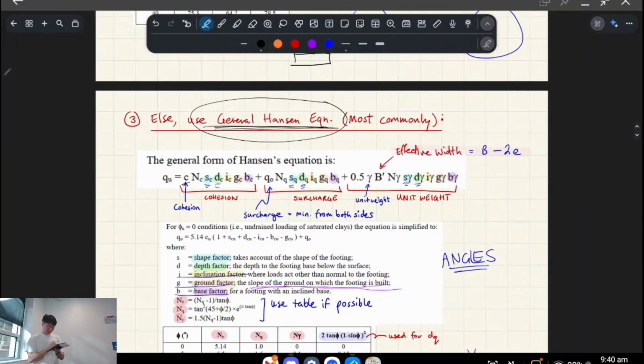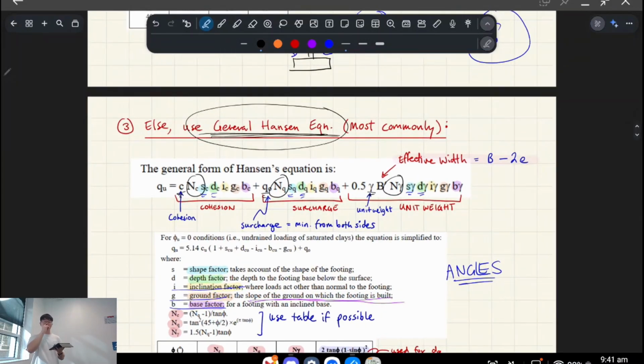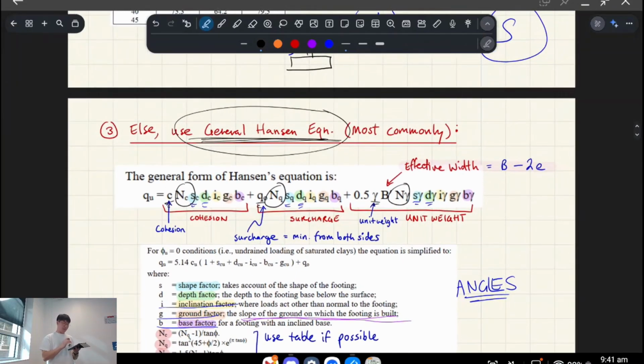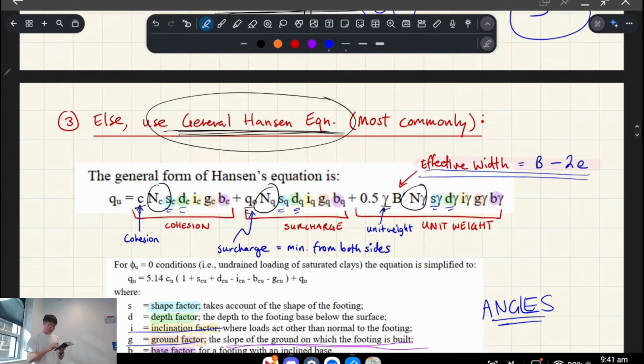Okay, so I'll explain cohesion, surcharge, unit weight, and these factors soon, right? These were part of the original equation from Terzaghi. But it's really just a matter of reading from a table, so it's easier to explain if I just show you in a question. I do want to talk about something called effective width though, okay?